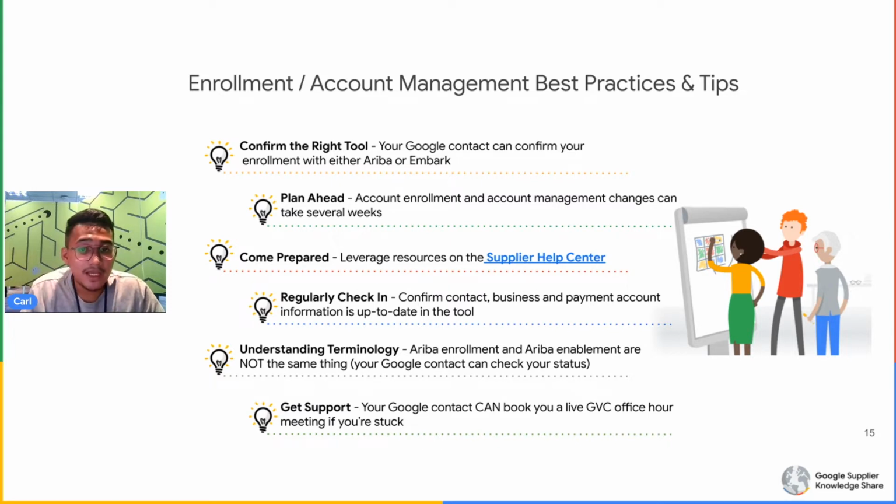Understanding terminology. Ariba enrollment is different from an enablement process. The enablement process only comes in when the supplier is already registered in the system and when your Google point of contact raises POs.